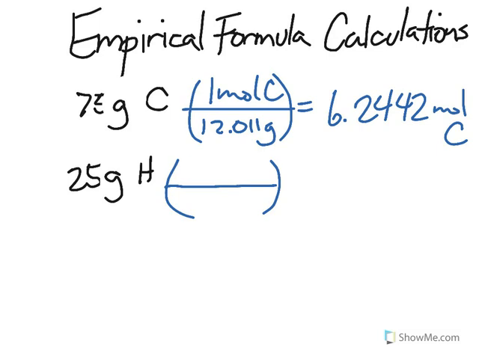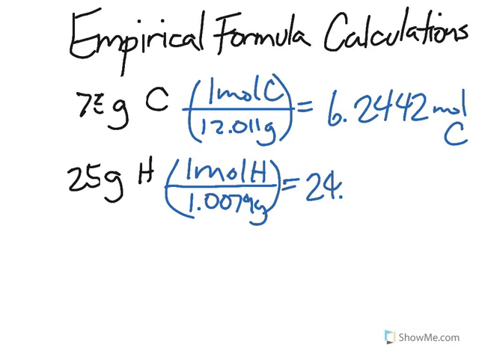The atomic mass for hydrogen is, for every 1 mole of hydrogen, that's 1.0079 grams. And when we do the math, it comes out to be 24.80 and so on moles of hydrogen. Okay, now what do we do with the quantities of moles for carbon and hydrogen? Well, as you can see, it seems to be that hydrogen is about 4 times as large as the carbon.